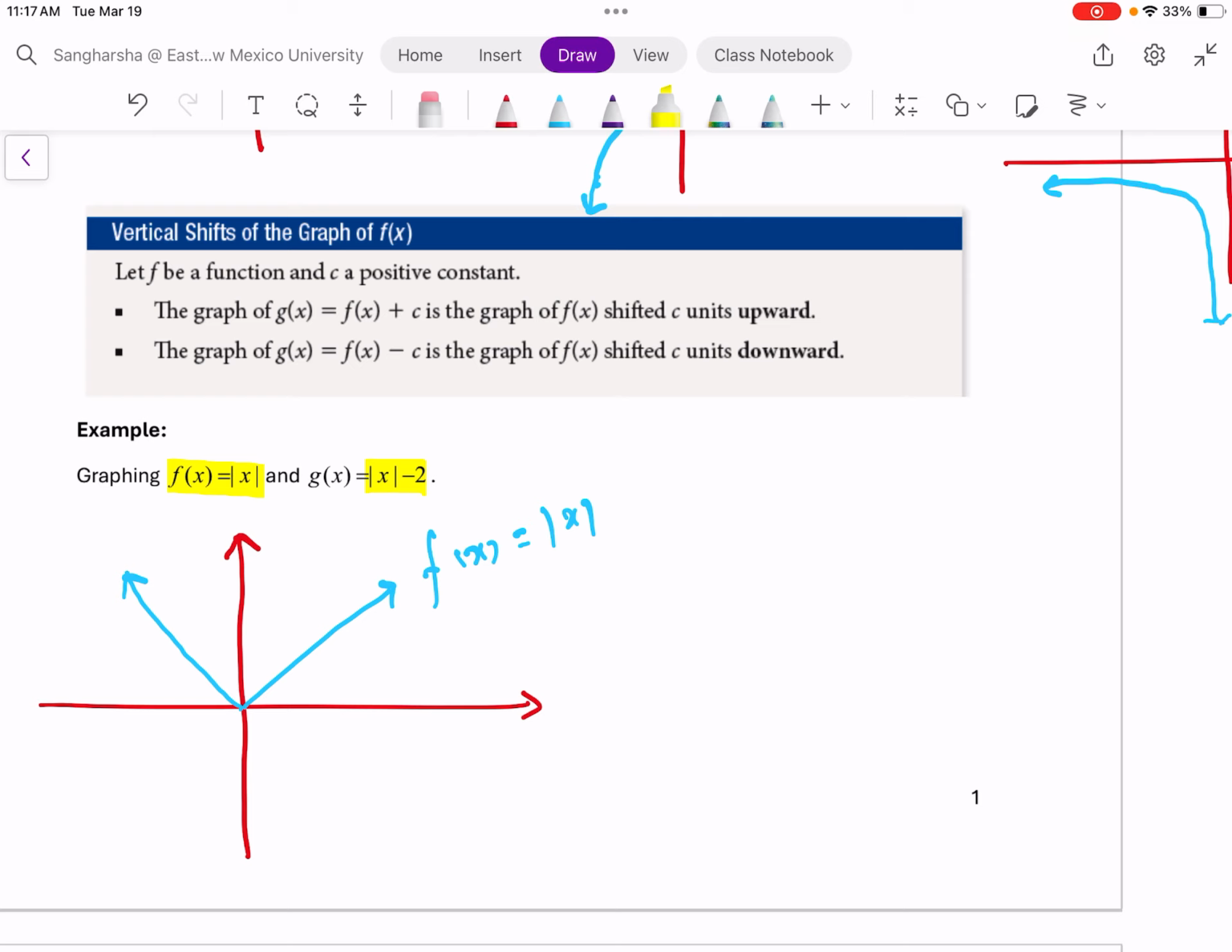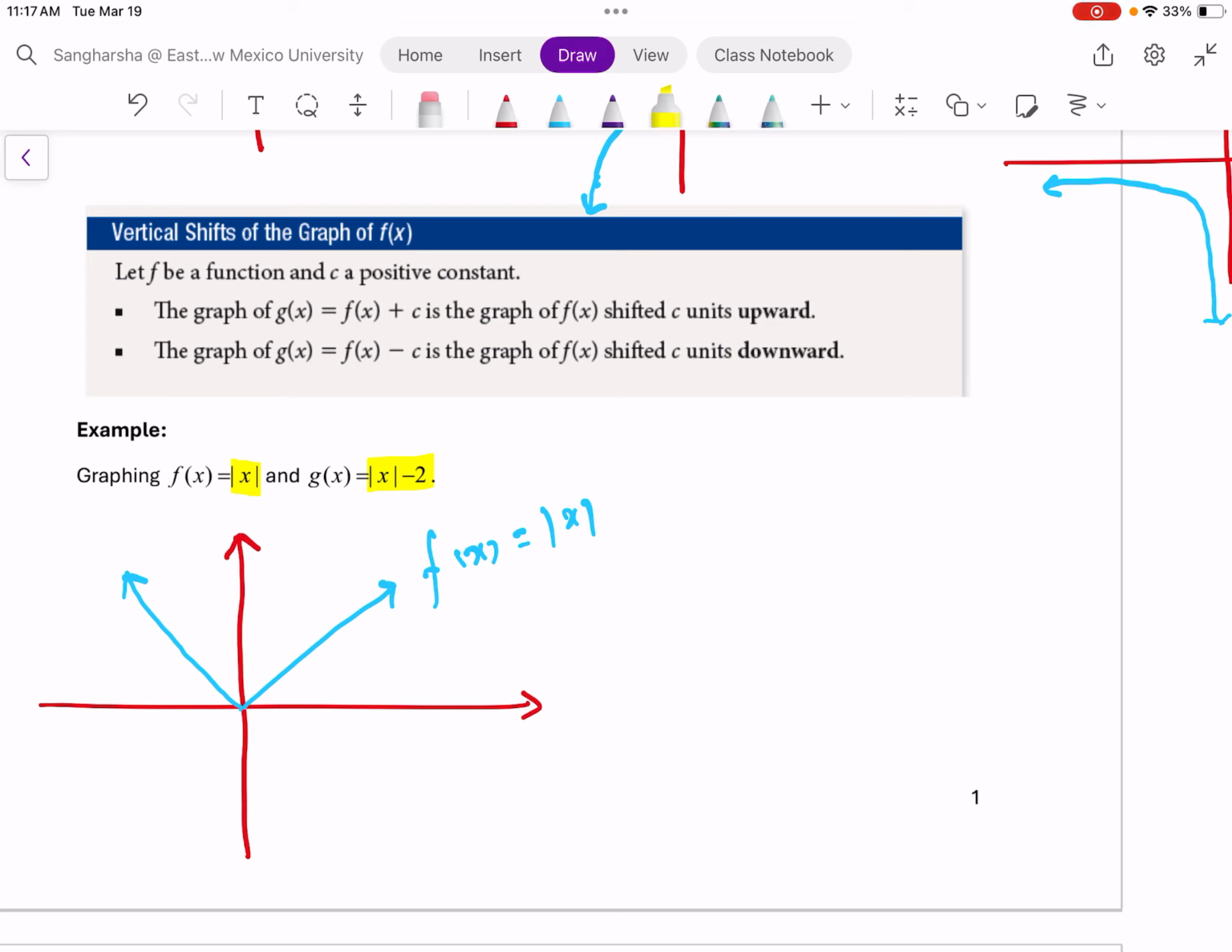Now if we compare these two functions, what difference do you find? If you compare your f of x and g of x, what is the difference here? Okay, the range is different. How can you say that? Because it goes down to negative. Okay, that's correct. Now forget about domain and range.